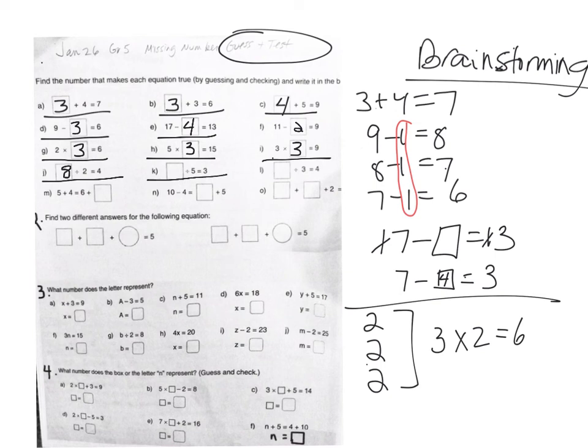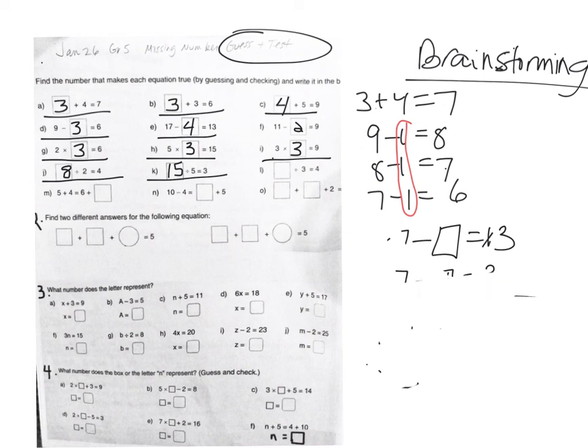K, what number divided by 5 is 3? If you know your math facts, you know automatically that it's 15. Another way that you could do that, if for whatever reason you couldn't remember your math facts, you can use another strategy.